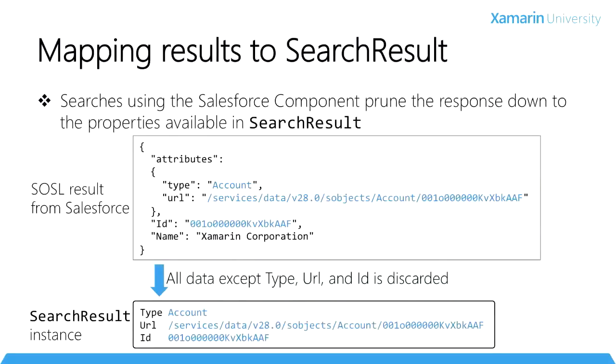So as I've mentioned, Salesforce runs a search for you and parses the JSON it gets from the Salesforce instance to create search result objects. Now, only type, URL, and ID from the JSON are loaded into the search result object. All other information is unused. And this is rather interesting. It means that we are going to need to make use of SOQL queries once we have the SOSL result to find out more information.